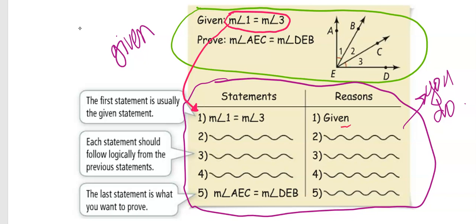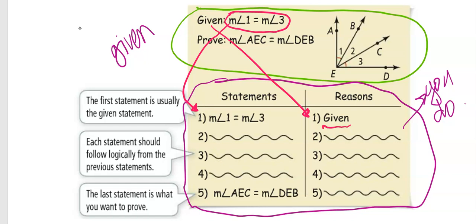And guess what? Your reason? Given, because it's given to you. You don't have to have any other reason besides given there. This is your reason, but that's only on the things that are written into that given. You're going to have some statements that follow. We don't know what those are yet.